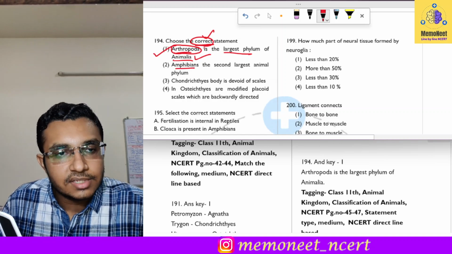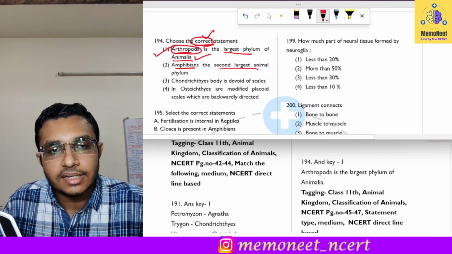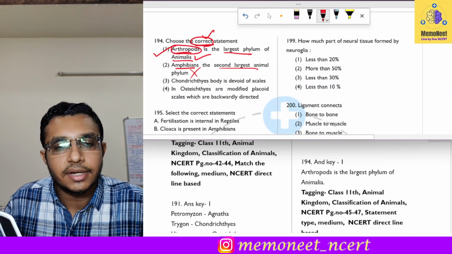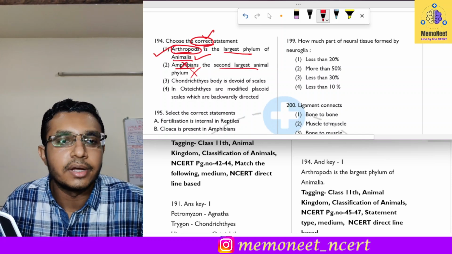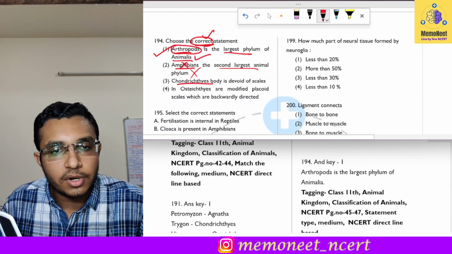Next statement is, amphibians is the second largest animal phylum. So this is incorrect. The Mollusca are the second largest animal phylum, not the amphibia. Next is, Chondrichthyes body is devoid of scales.